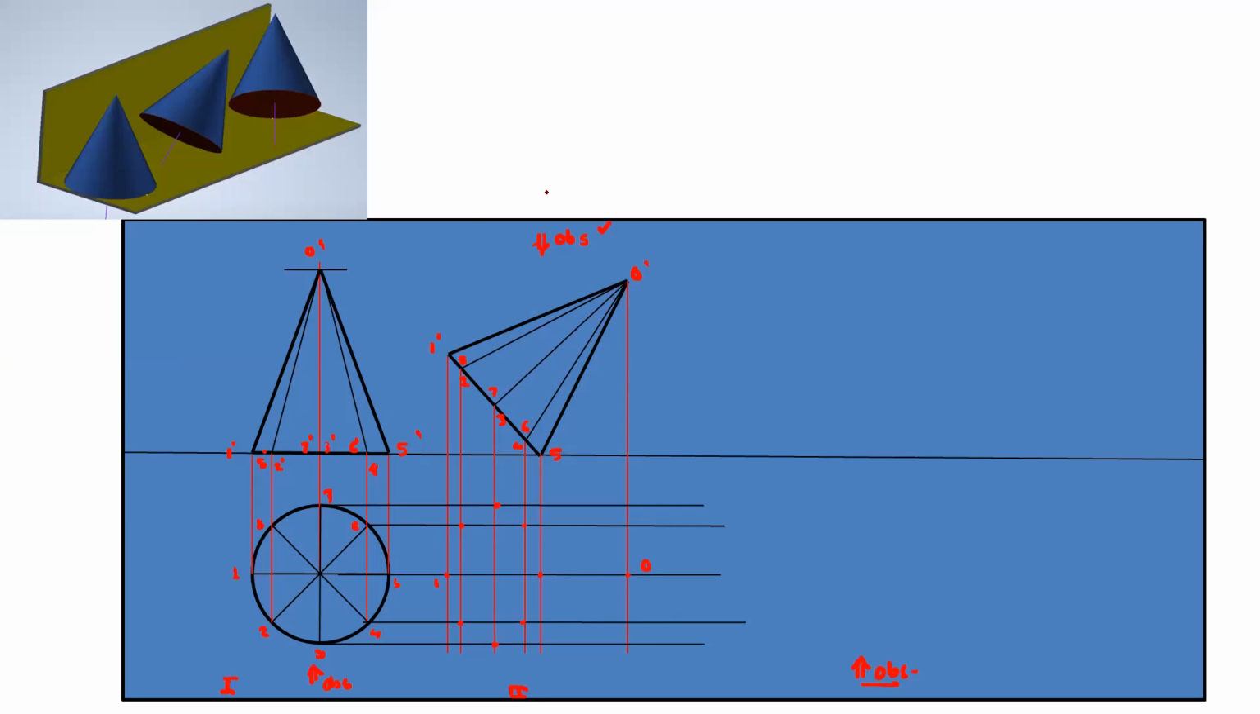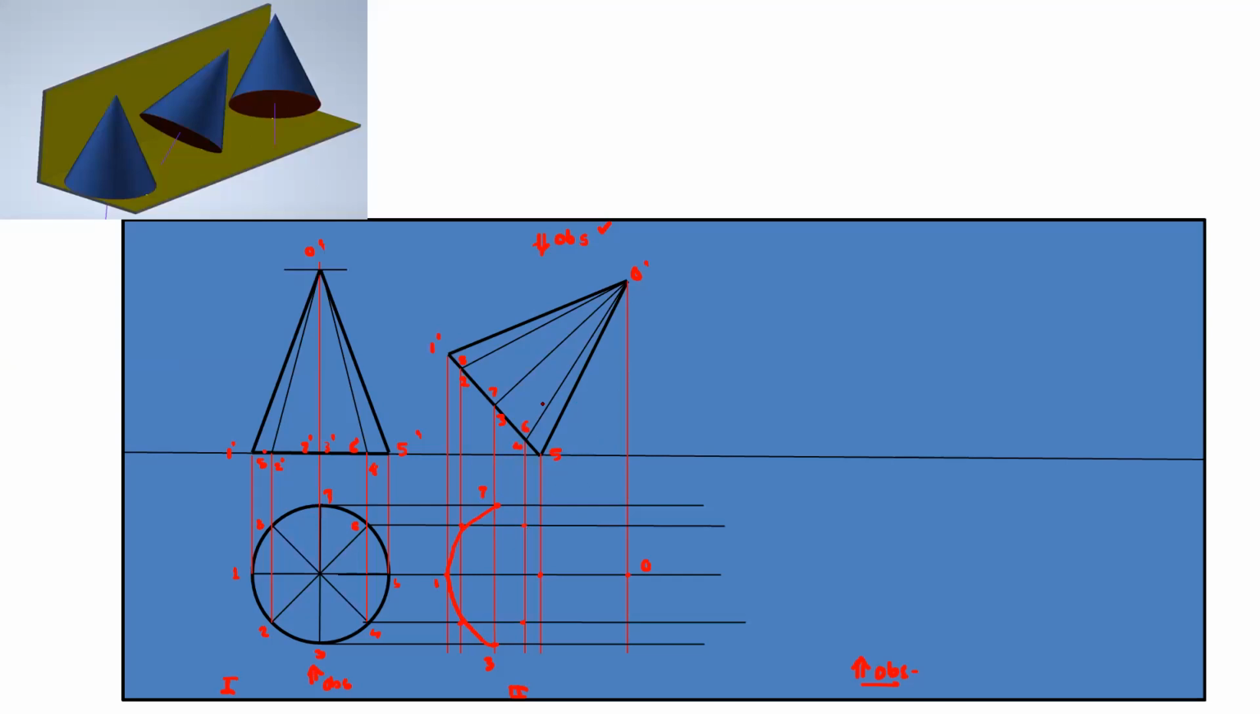Now try to observe from this direction. If you observe from this direction, then the portion of the base circle which is above the points 7 and 3 will be visible from this direction. So this is point 7 and this is point 3. This half part of that ellipse is visible from the top direction. So draw this as a continuous curve with a continuous thick line.